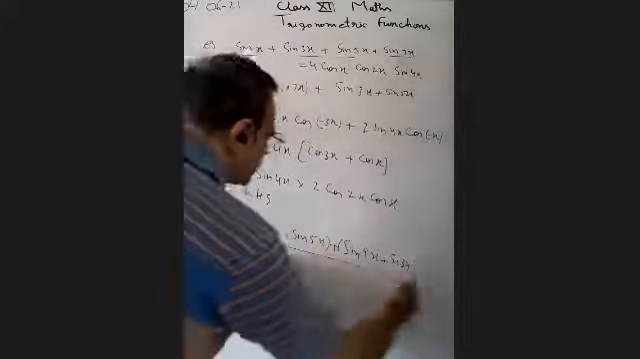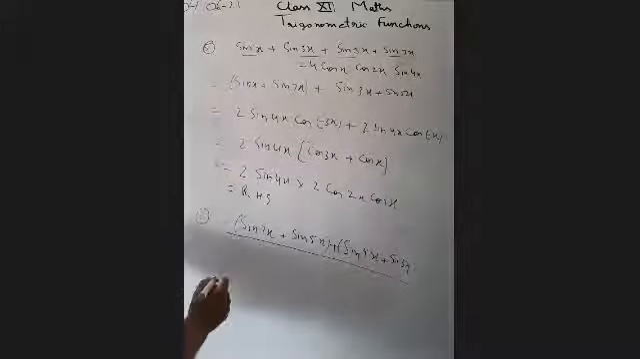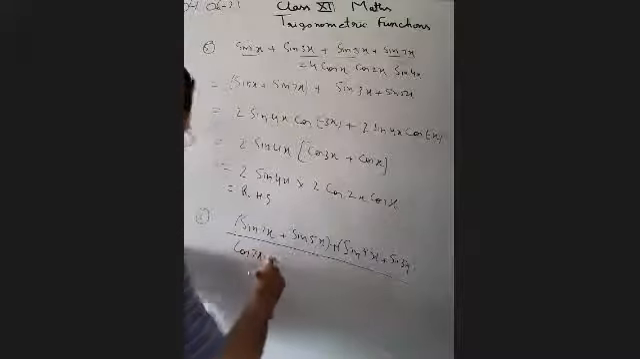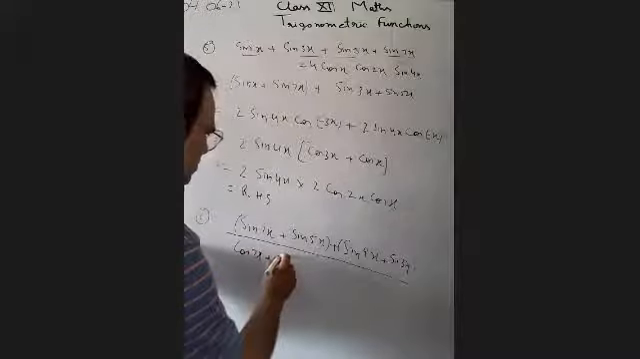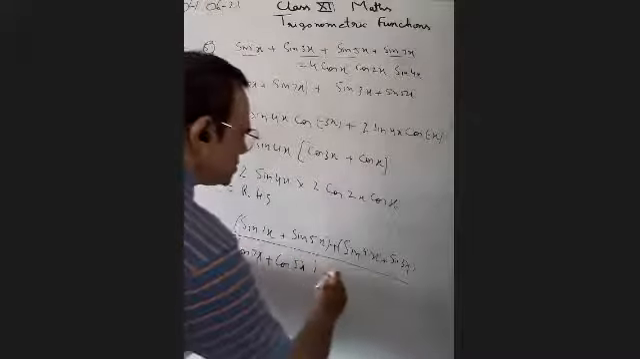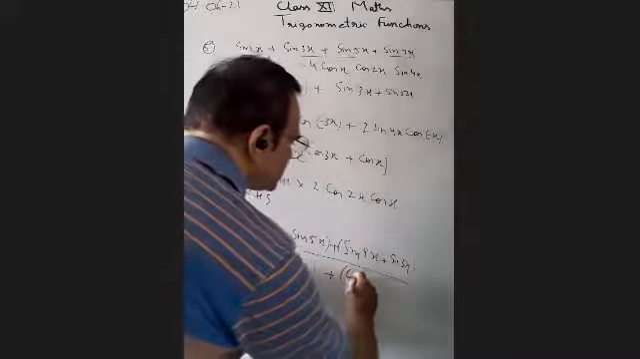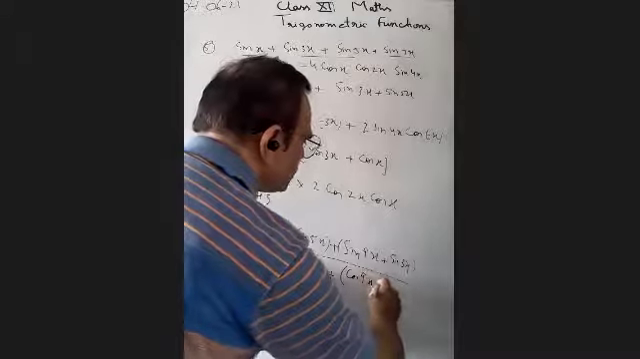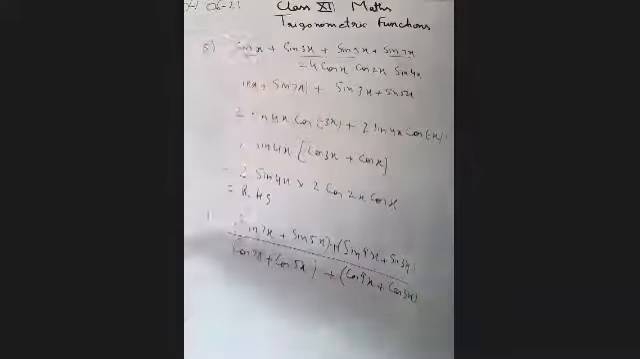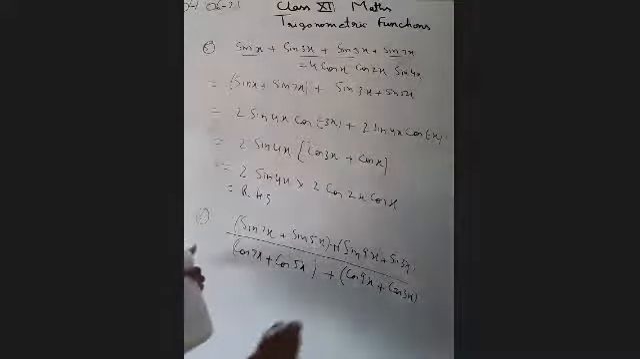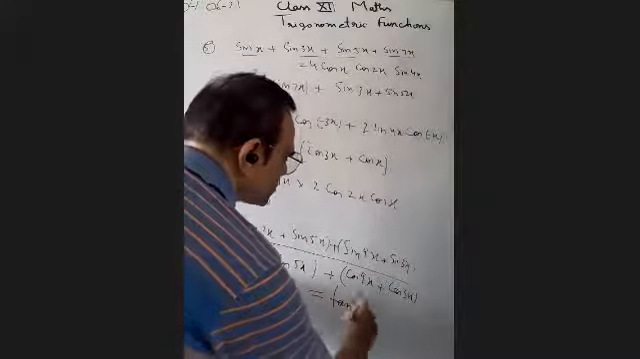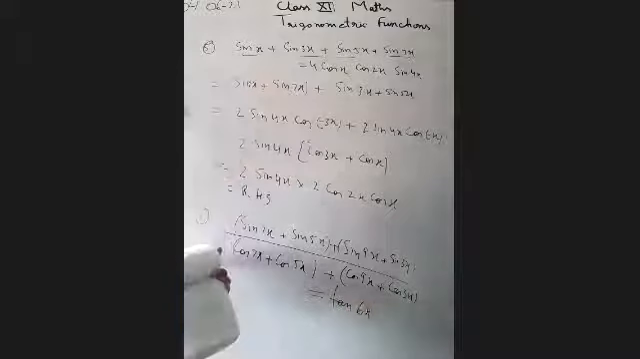Divided by cos 7x plus cos 5x, plus cos 9x plus cos 3x, which we have to prove equal to tan 6x. It should be equal to tan 6x. This we have to prove.